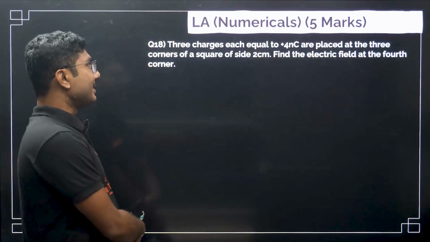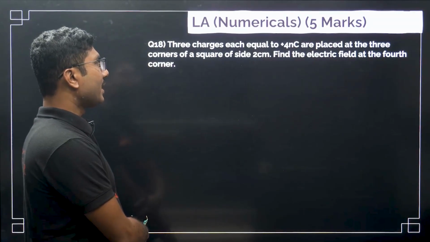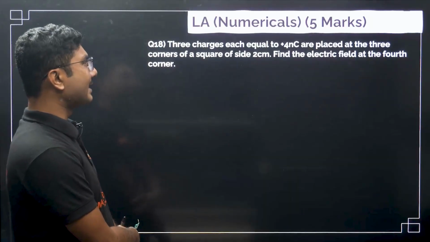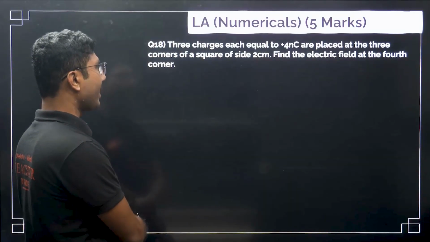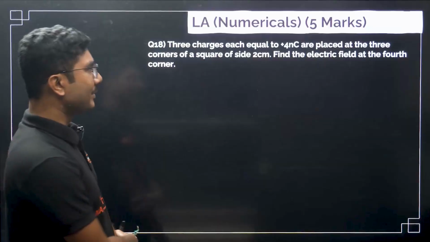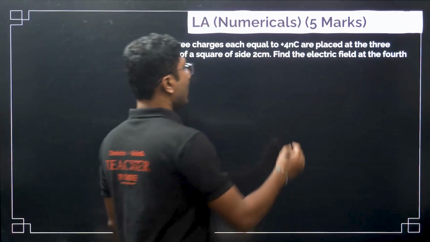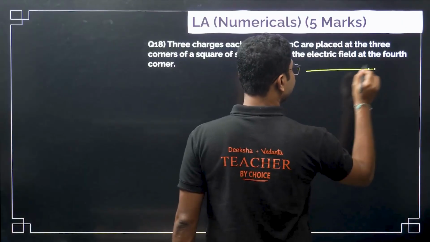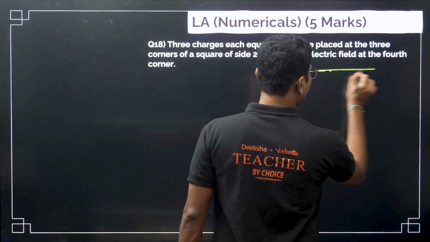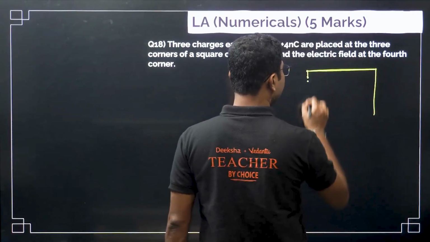3 charges each equal to plus 4 nanocoulomb are placed at the 3 corners of a square of side 2 centimeter. Find the electric field at the 4th corner. So another interesting question, very common in midterm exam.